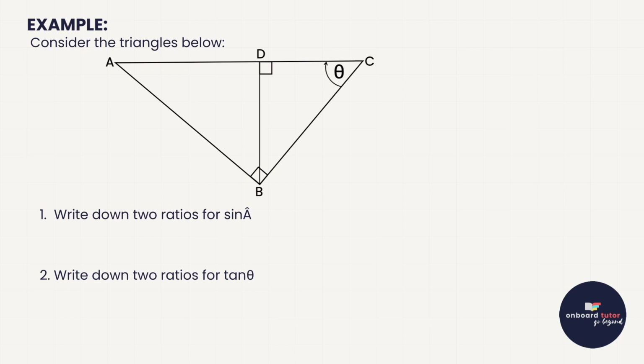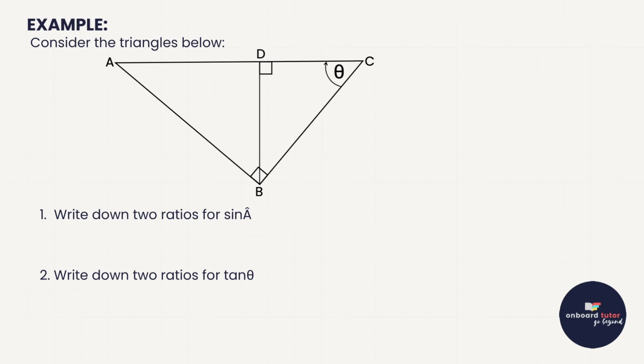Okay, so consider the triangles below. Have a look at this. We've got ACB, where B is a 90-degree angle. And then we've also got CDB, where D is a 90-degree angle. And then automatically that would make this one a 90-degree angle because angles on a straight line add up to 180.